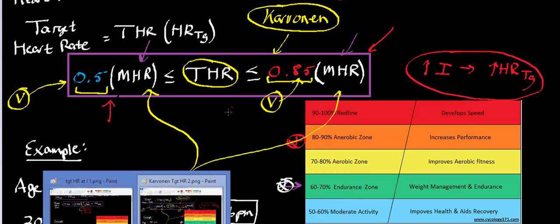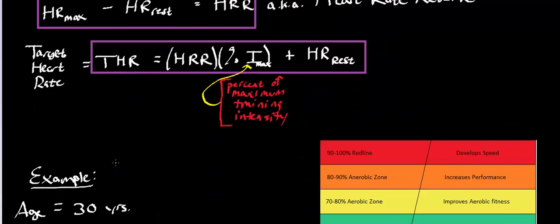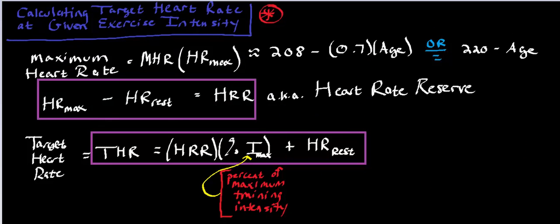But there's one big flaw with this formula, okay? What if you have two people who have the same estimated maximum heart rate, which we're just going to use this formula, right? Say you have two people that are 30 years old, but suppose one of the people is a lot more fit than the other person. So what happens when a person's more fit?